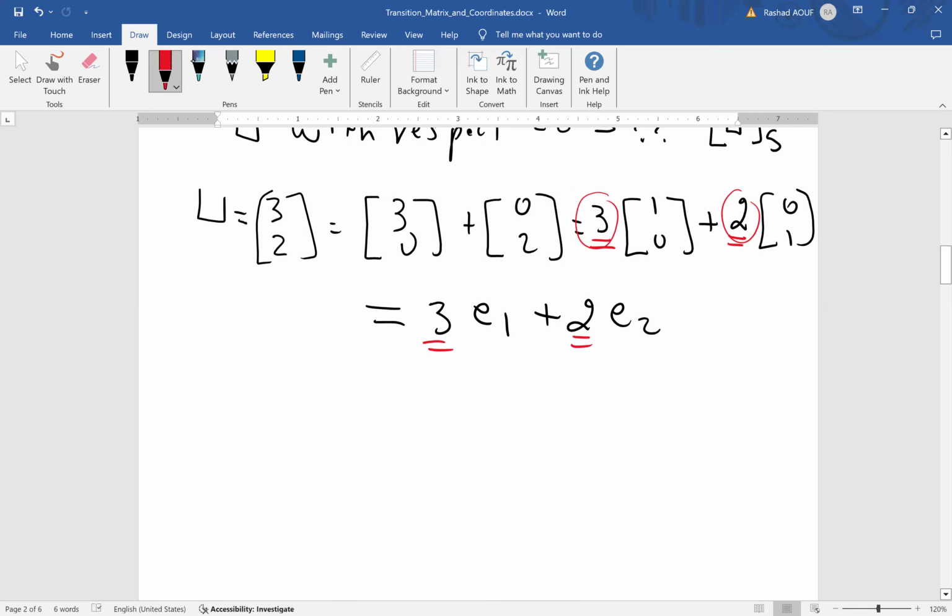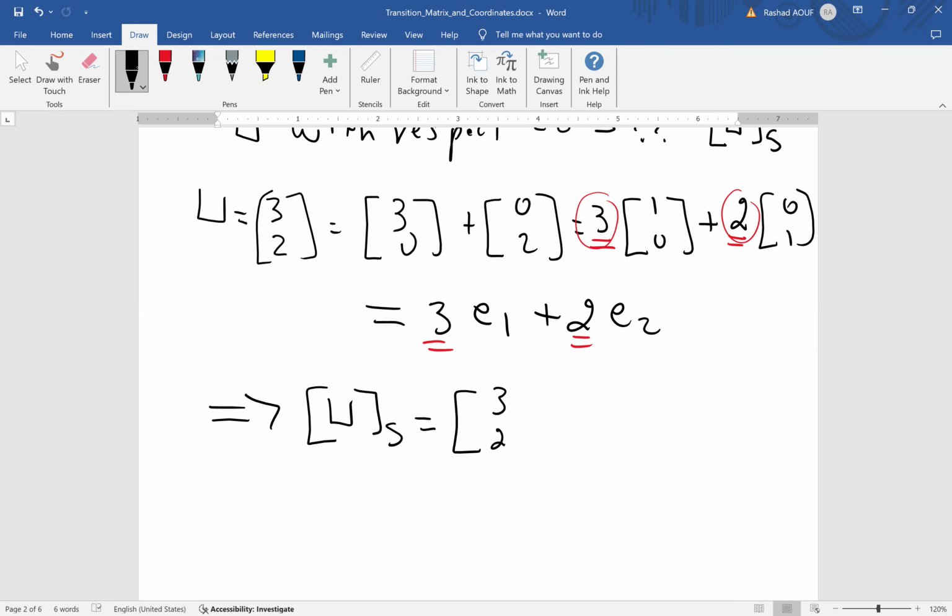Okay, so now the coordinates of u with respect to the standard basis are equal to (3, 2). Is that clear?